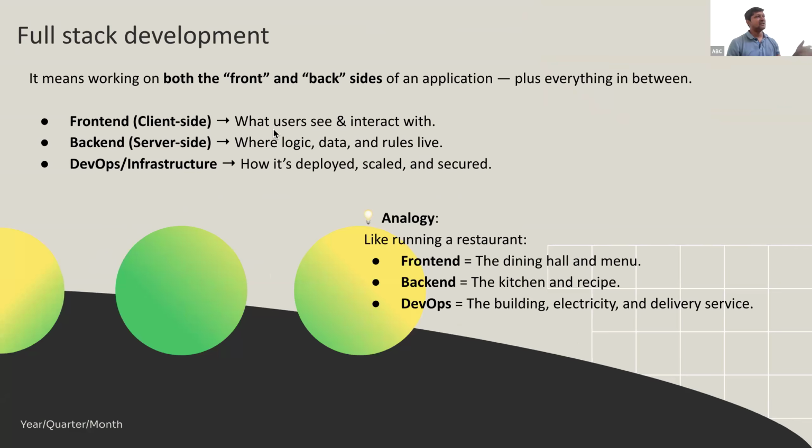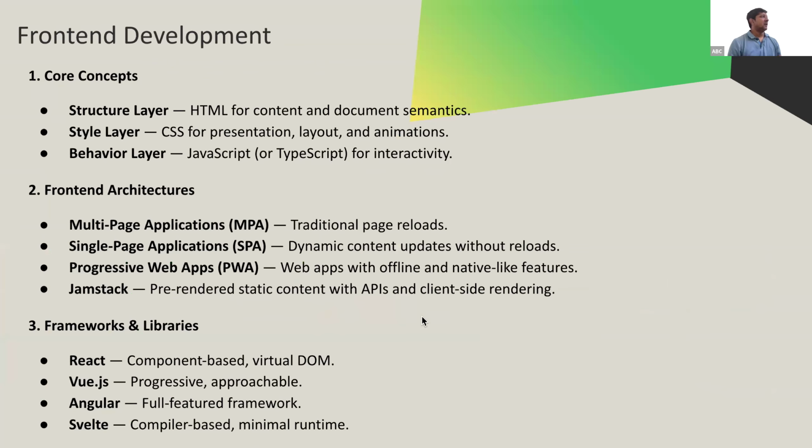Front end is what the user sees and interacts with. Backend is something that works on the logic, data, and what rules have to live. DevOps or infrastructure is how your application is getting deployed, scaled, and secured. So the same analogy: front end is the dining hall and menu, and users sit in the dining hall and order, right? So there is a request that happens through the menu, and the backend will prepare that recipe, and DevOps is the building and electricity and delivery service.